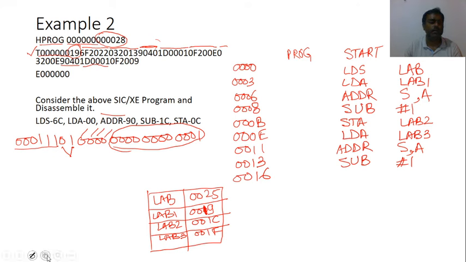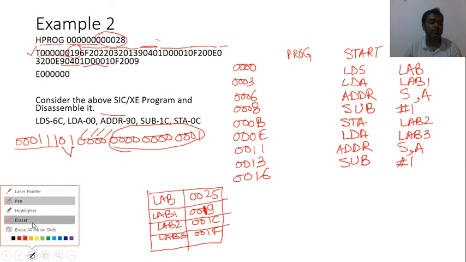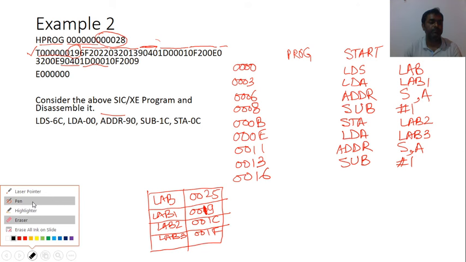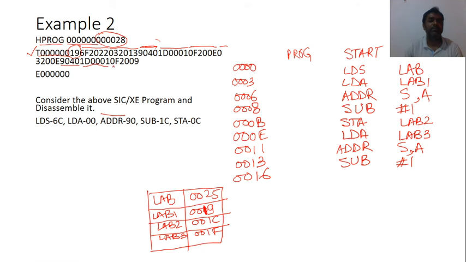Now I have to consider the next instruction, or you can say the next object code. What is that? 0F2009. 0000 1111 0010 0000 0000 and 9 means 1001. Our code is this one.